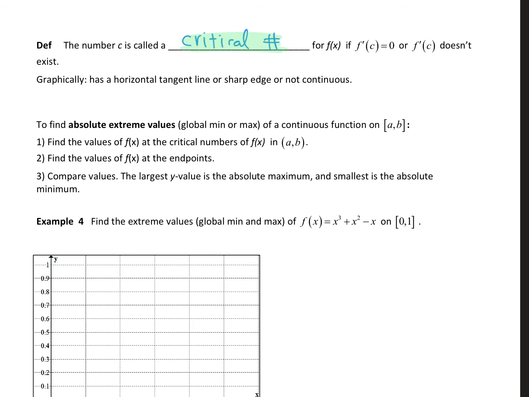All right, so incorporating what we learned so far to find the absolute extreme value. Extreme value just means global min or global max. Absolute extreme just means global min or global max of a continuous function on [a, b]. So let's say you're given a continuous function, and how do you find, algebraically, the highest point and the lowest point of the graph?